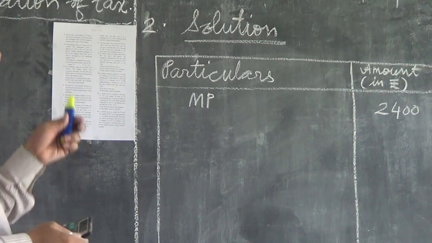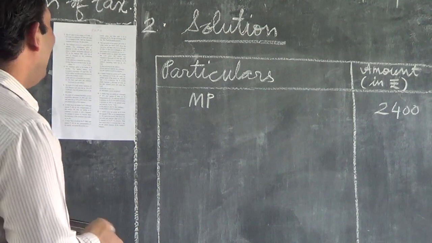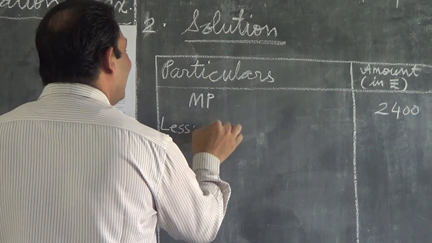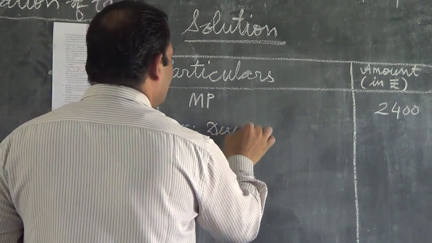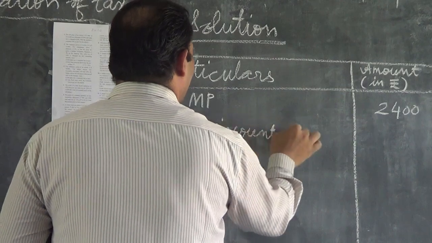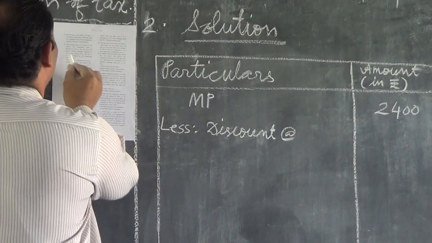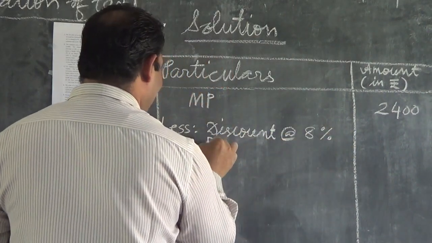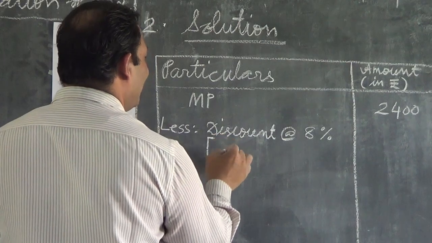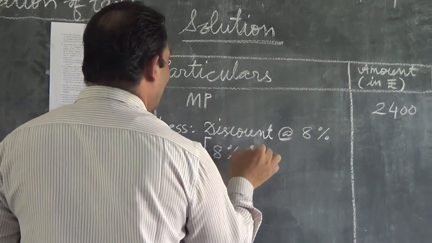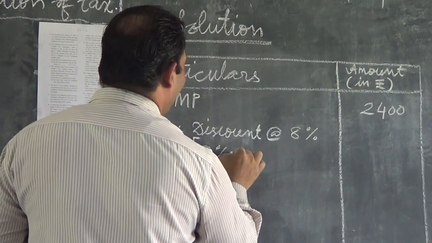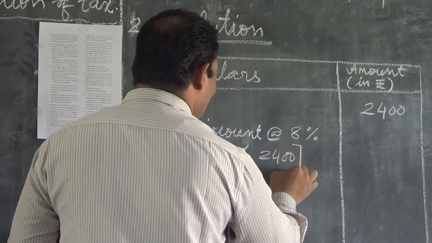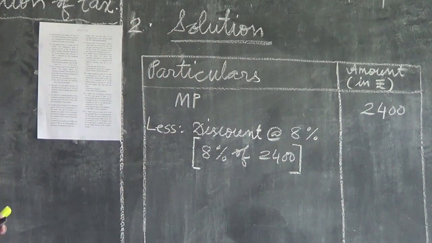And then what happened, children? The shopkeeper gives a discount of 8%. So I will write here less discount at how much, children? You see, discount at 8%. And here I will write for the information of the examiner, 8% is to be applied on 2,400. So where will you do this calculation, children?